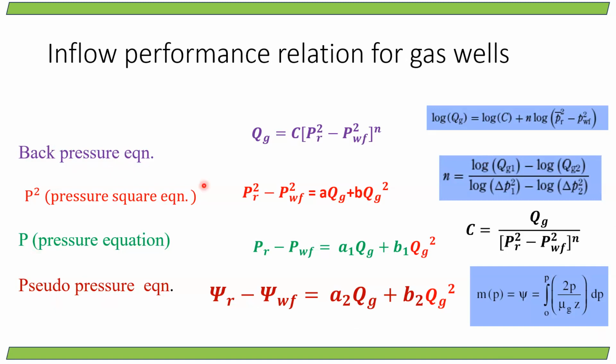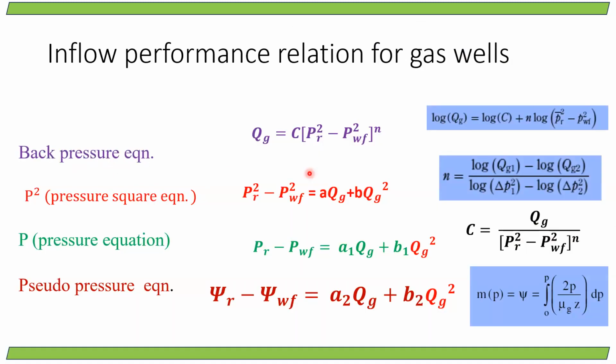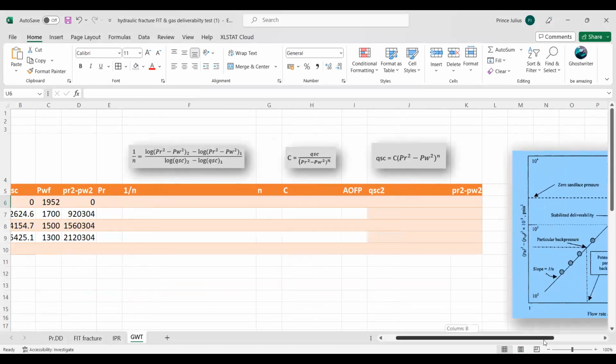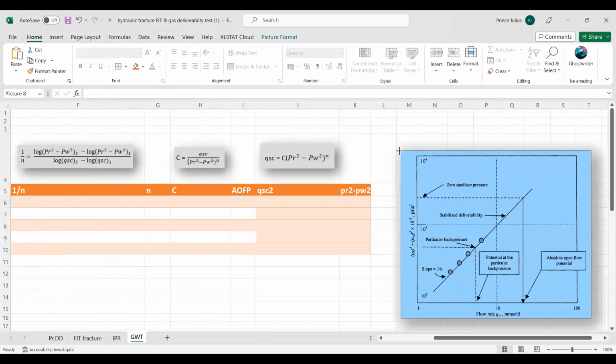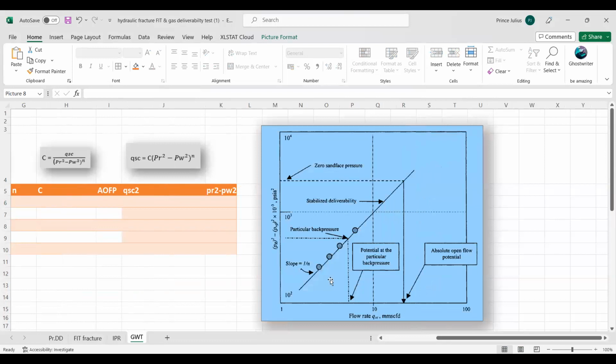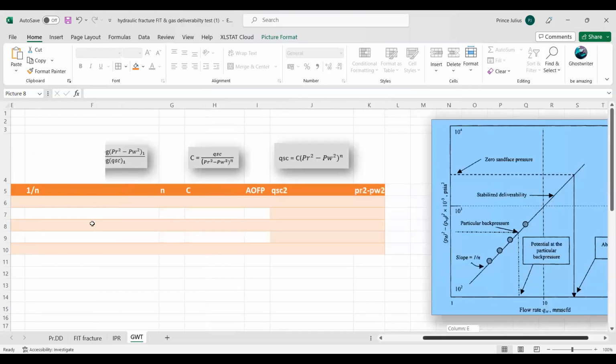So let us start, quickly going to Excel. On the screen, what you are observing, I kept the ideal graph over here, this side. So this is what I'm going to generate right now. So you can see the graph. The y-axis is PR square minus PW square, and the x-axis is flow rate of gas, and the x-axis is in logarithm, the y-axis is also in log. So it is a log graph, and we need 4 points that I am going to show you over here.